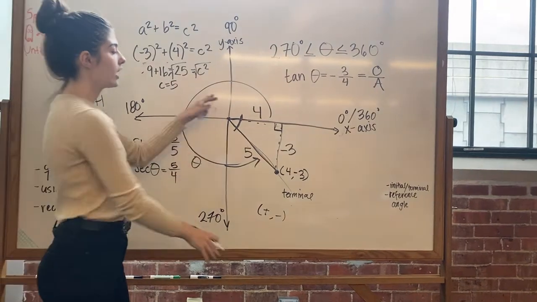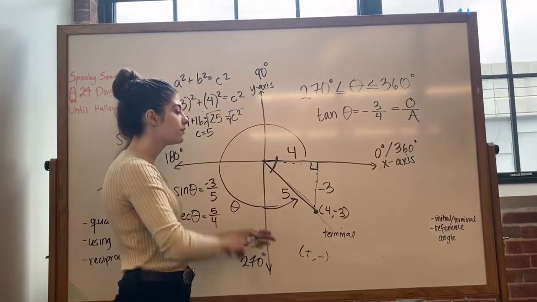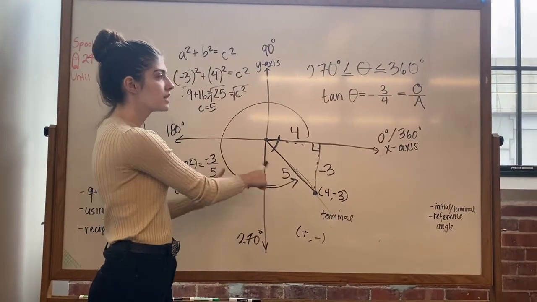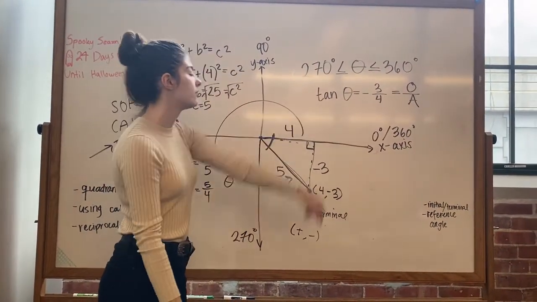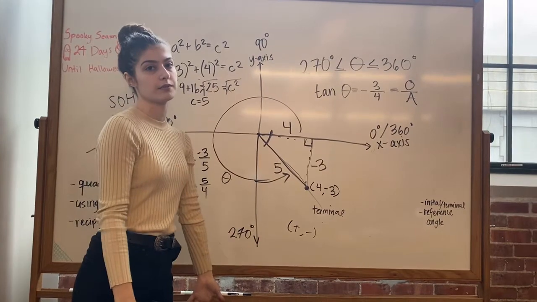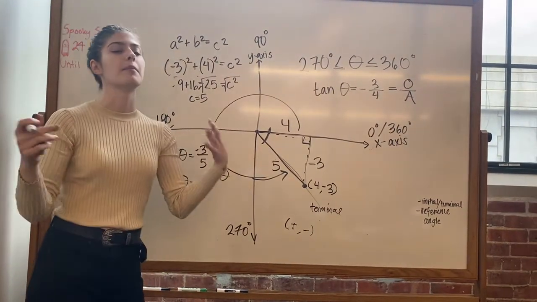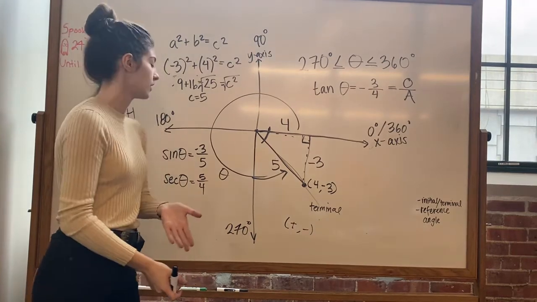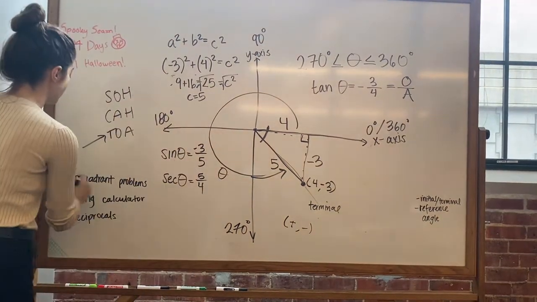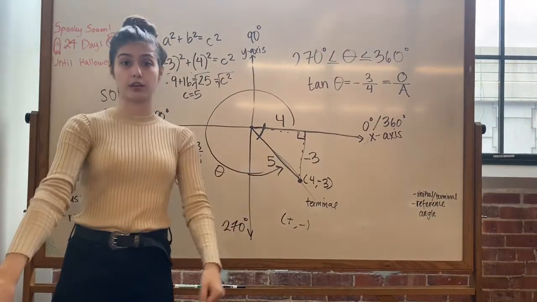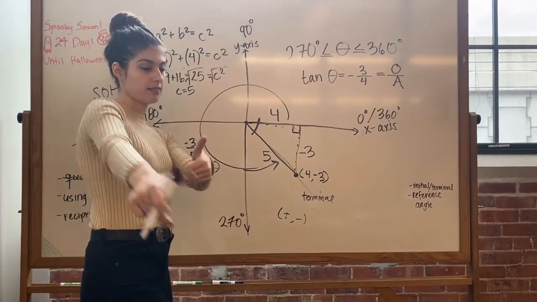But this is how you're able to form a triangle and find all of the functions based on any given angle, just using the reference angle, using one of the functions, and just knowing which quadrant you're in. So hopefully this problem makes more sense to you now. So I'm calling quadrant problems done. Next, we're going to go on to using the calculator properly.